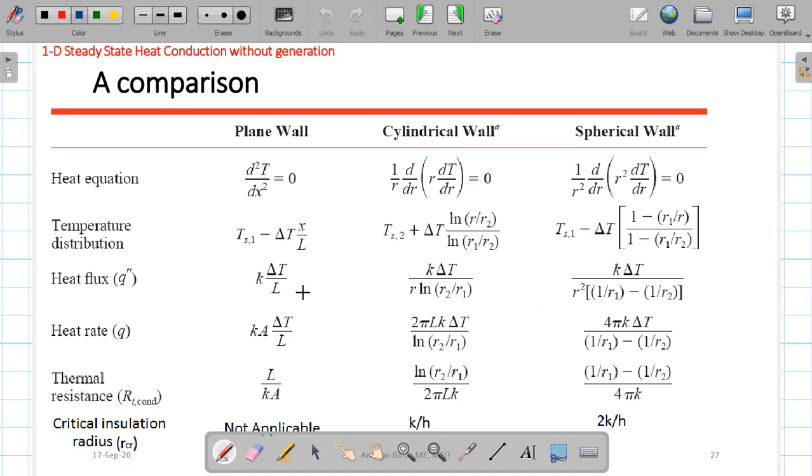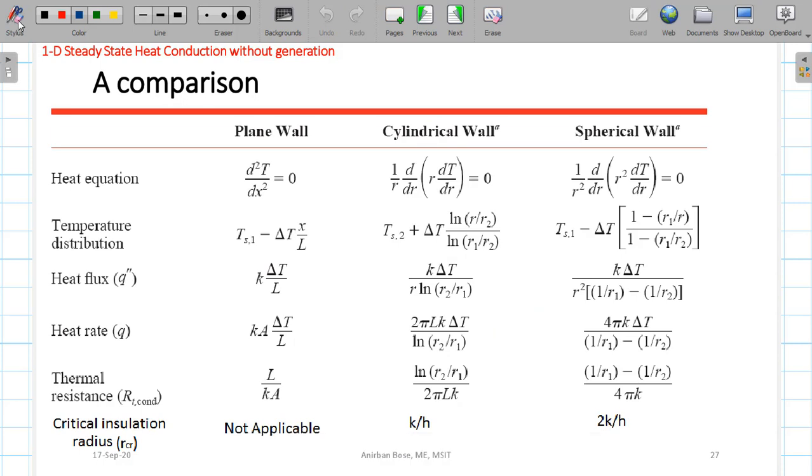Here you can see the comparison of the three different cases that we have considered. We have applied the one-dimensional steady-state heat conduction equation without any energy generation term in the plane wall, the cylindrical wall, and the spherical wall. The observations are very important. First, the form of the heat equation: these are the forms that we have observed under the assumptions. Then you can see the temperature distribution.